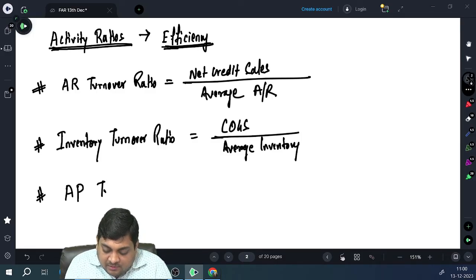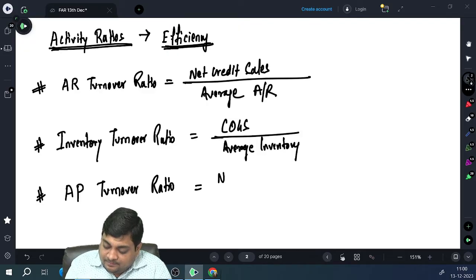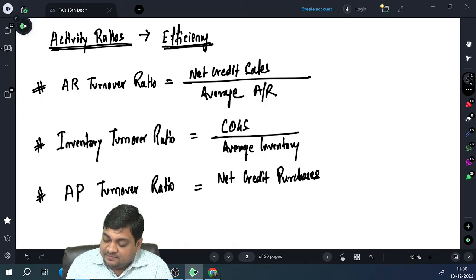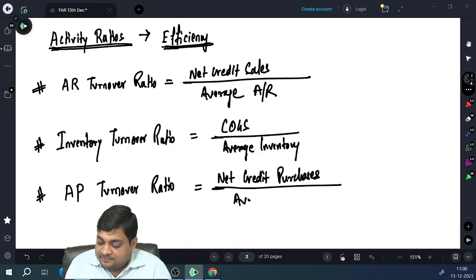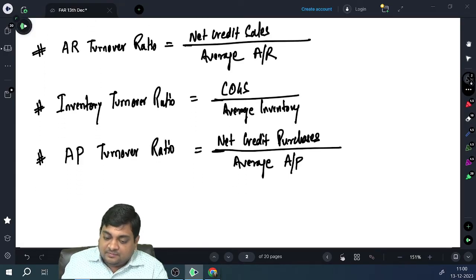Accounts payable turnover is net credit purchases divided by average accounts payable, right?